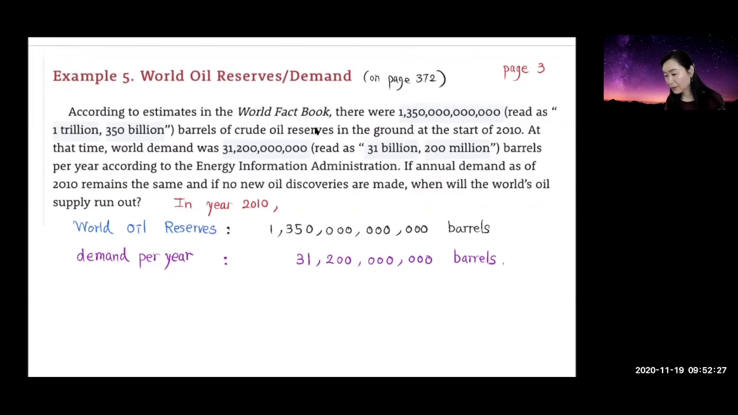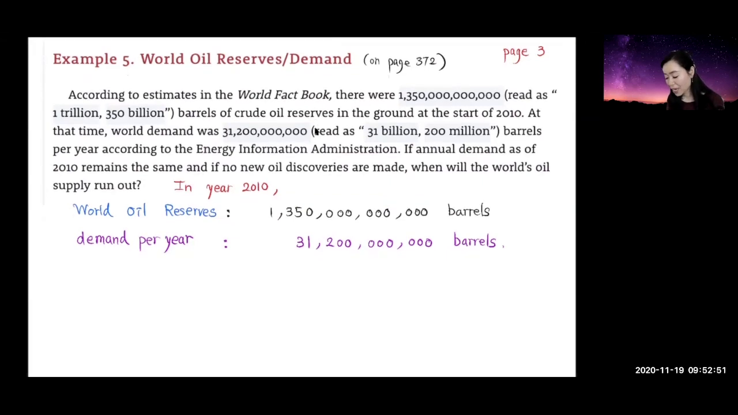So we want to find out, well, if this is all we have, no new oil discoveries are made, that's all we have, and then you spend this much every year, when will we run out of oil? That'll be interesting to find out. Let's find out.